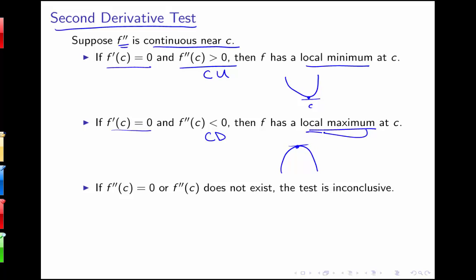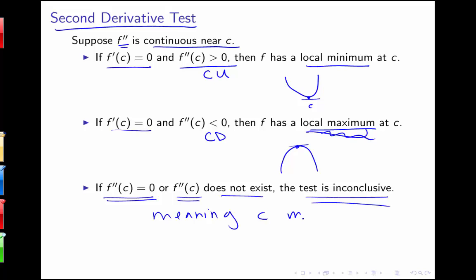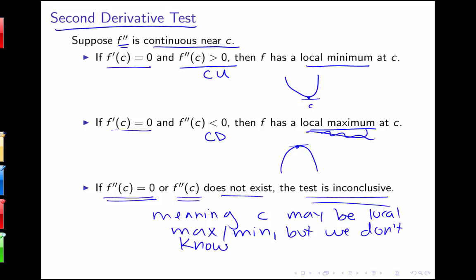Okay. So where we have to be careful with this theorem is if the second derivative is 0 at that point, or the second derivative doesn't exist, then this second derivative test is inconclusive, meaning C may be a local max or min, but we don't know from this test. We'd need to use the first derivative test.